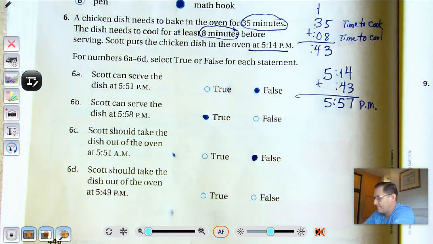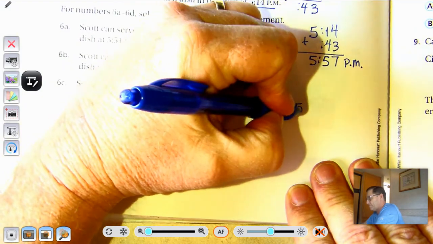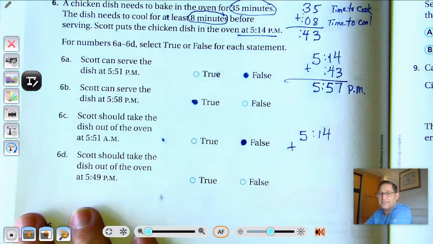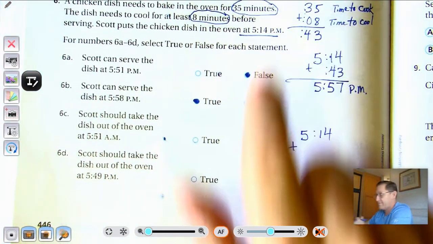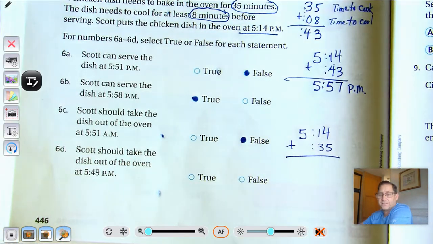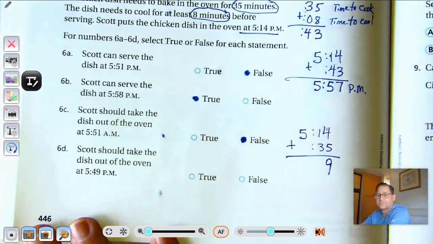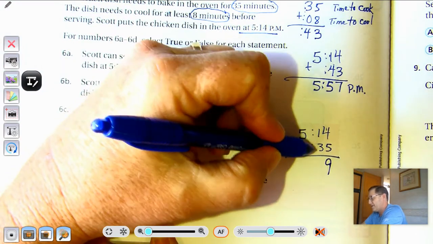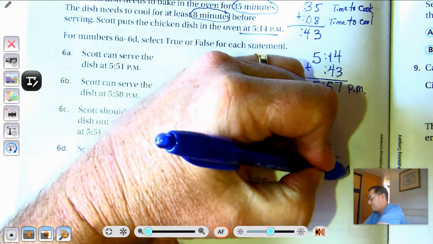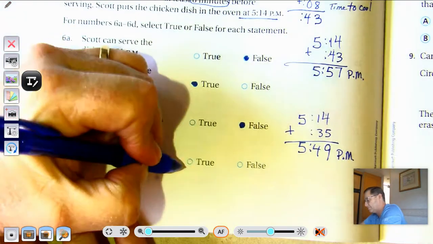Scott should take the dish out of the oven at 5:49 p.m. Well, let's see. It's got to take 35 minutes to cook. He started cooking at 5:14, and it says the chicken's got to cook for 35 minutes. All right, so 5:14, add 35 minutes of cooking time. 5 plus 4 is 9. 30 minutes plus 10 minutes is 40 minutes. So 5:49 p.m. Yes, that's when he should take it out. And then it's going to cool. So true.